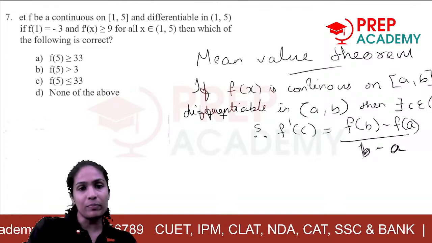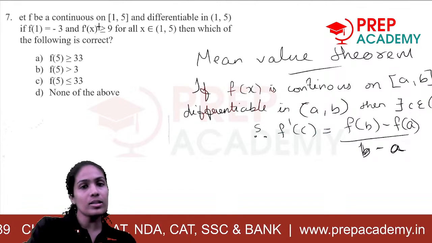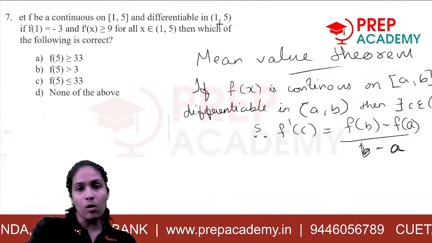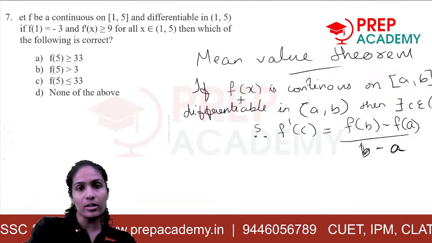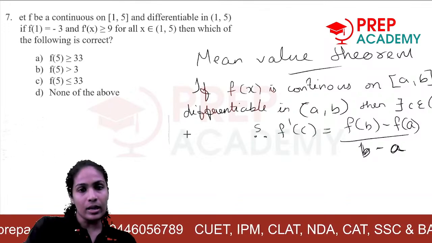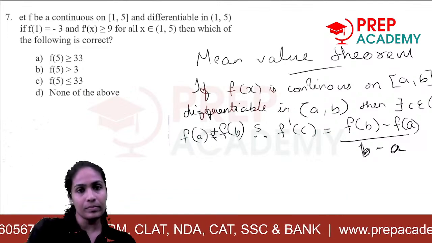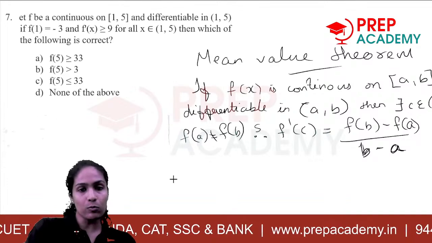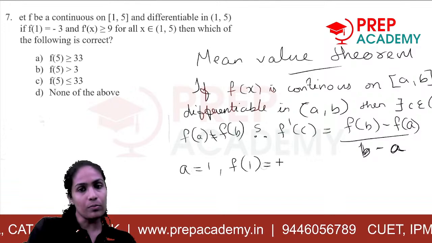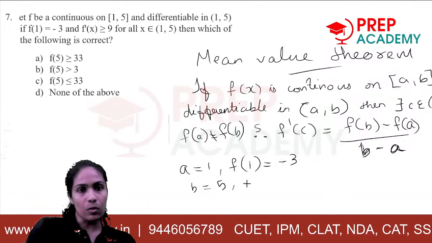This is the statement of the mean value theorem. You have to apply this theorem for this question. Here, the function is continuous on the closed interval 1, 5 and differentiable in the open interval 1, 5. That's the first two conditions of the mean value theorem satisfied. And an extra condition is f of a not equal to f of b. Here a is 1. So f of a, that is f of 1, is equal to minus 3. b is 5. f of 5 is not given.